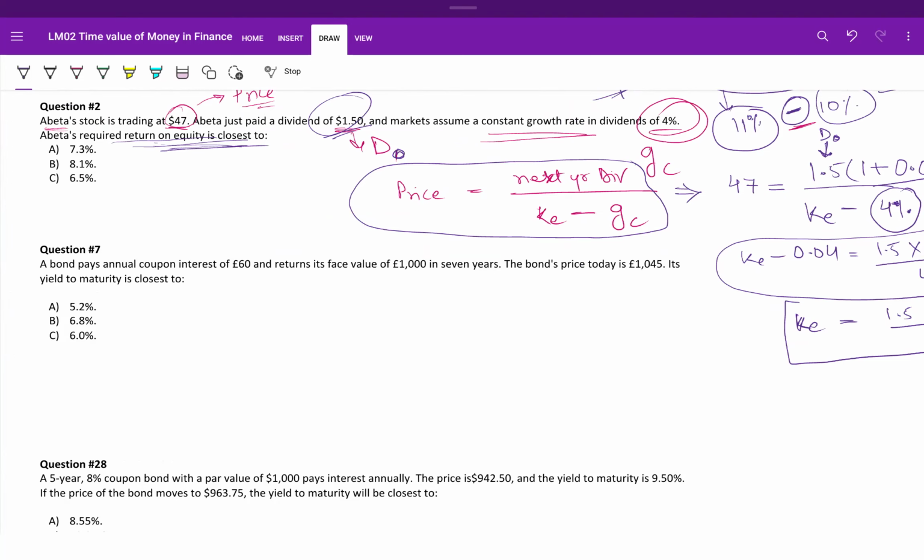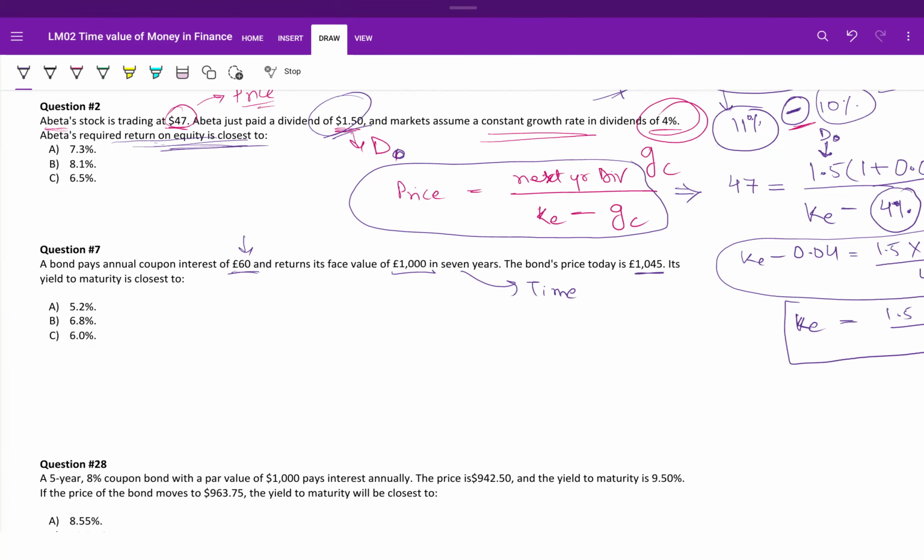Okay, so now let's go to question number 7. Question number 7 is the bond pays annual coupon interest of 6%, 6 pounds, 60 pounds, my bad. This is the coupon payment and face value is 1,000. In 7 years, this is your time. The bond's price today is 1045. Its yield to maturity is closest to what?